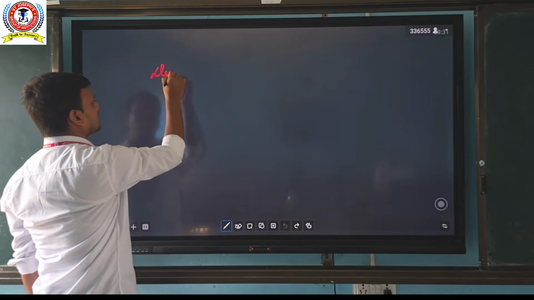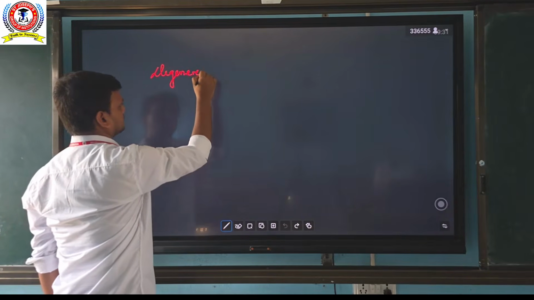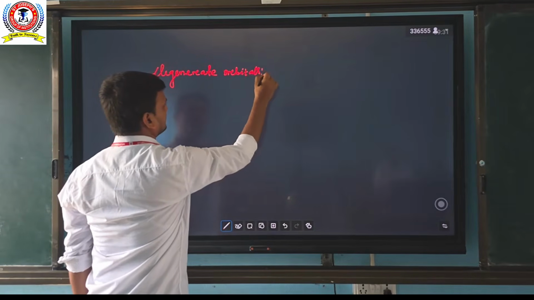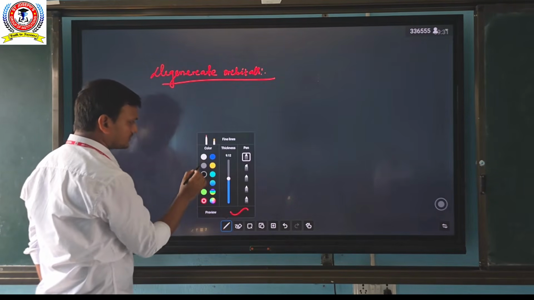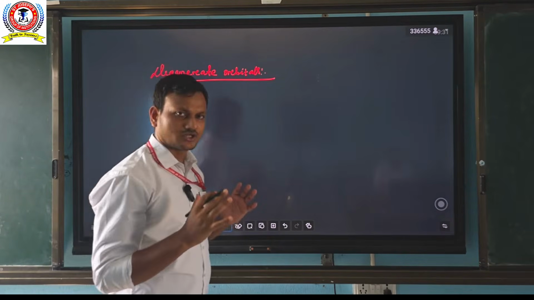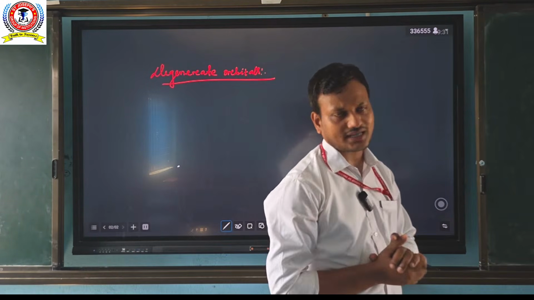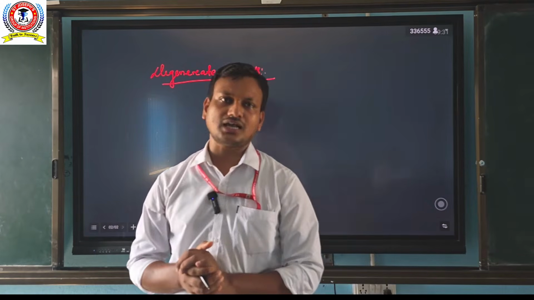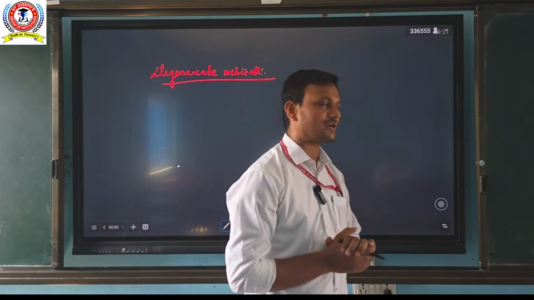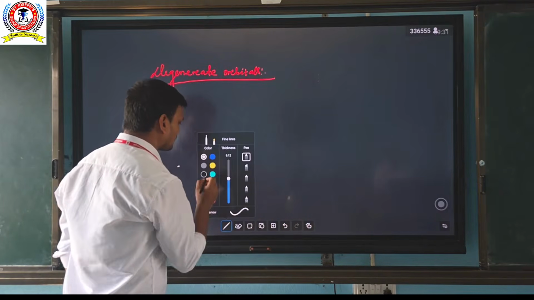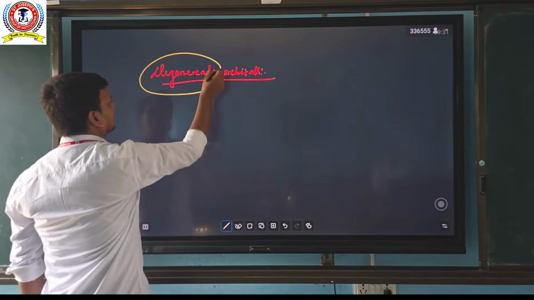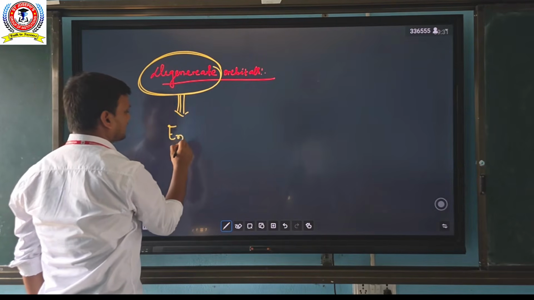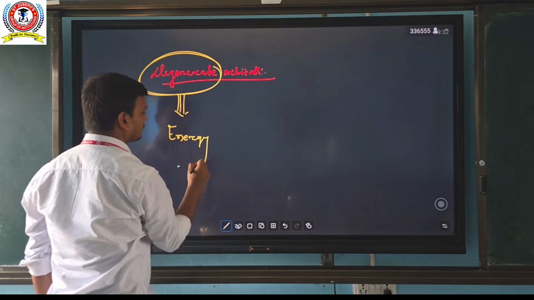What do we mean by degenerate orbitals? Students, we know that orbitals which have the same energy are known as degenerate orbitals. This word, degenerate, is directly associated with the energy term.